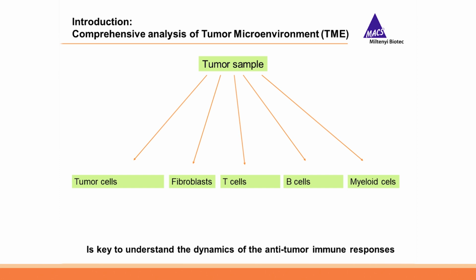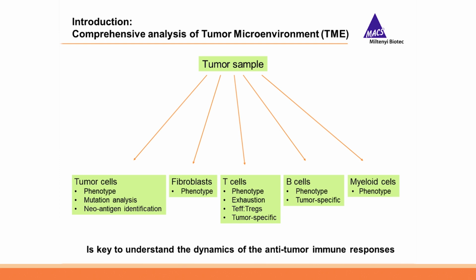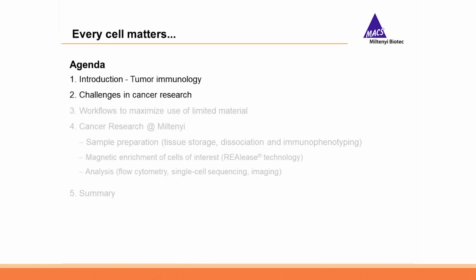It's becoming increasingly clear that a comprehensive analysis of the tumor microenvironment is key to understand the dynamics of the anti-tumor immune response. In our case, we're interested in phenotyping tumor cells, fibroblasts, endothelial cells, T cells, B cells, and myeloid cells, and sequencing tumor cell mutations, identifying new antigens, and tumor-specific T and B cell clones. However, to do this, we are dependent on the availability of tumor material.